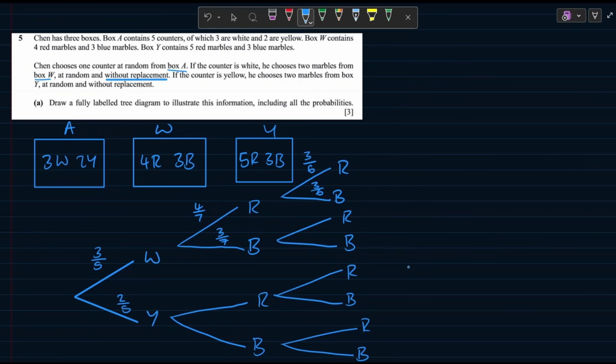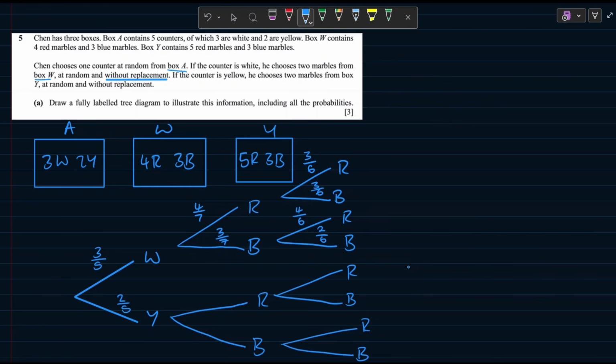Okay. Now, assuming our first pick here was a blue marble, I'm only gonna have, again, 6 marbles left, but I still have all my red marbles, so that's 4 out of 6. But now I only have 2 blue marbles left to pick from. Okay. Now if Chen picks a yellow counter from box A, we're going to box Y, and then we're going to pick 2 marbles.